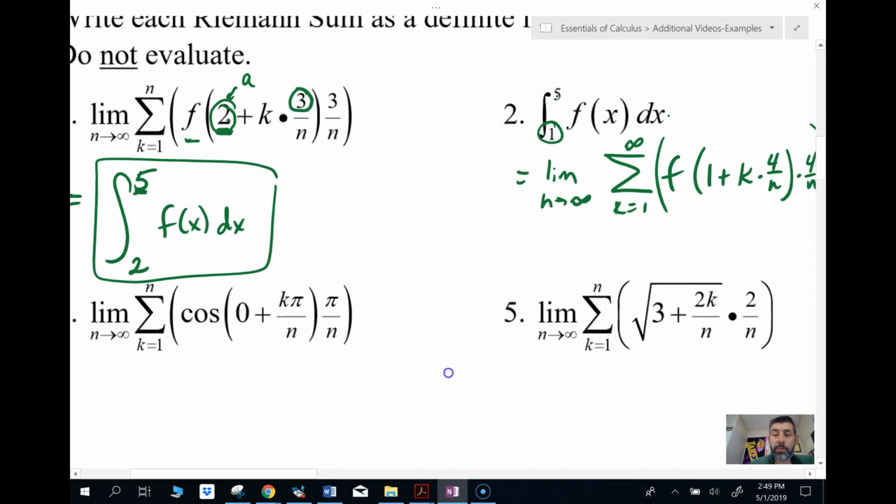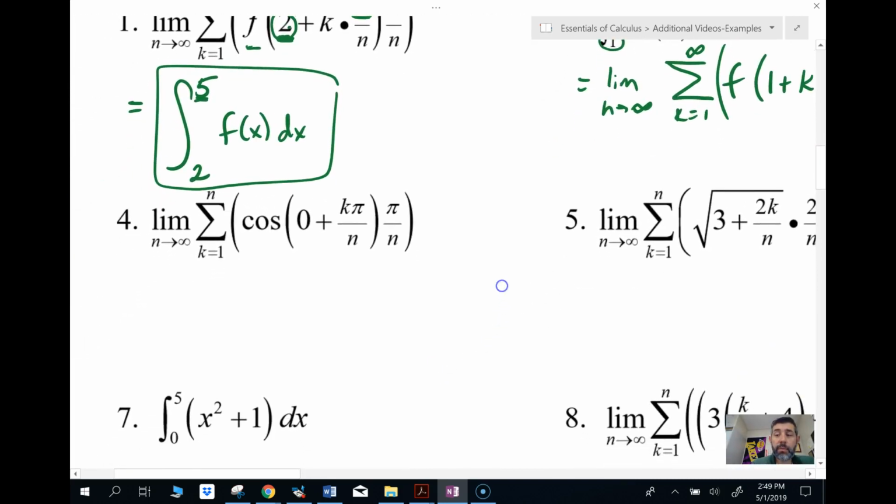Okay, I'm going to do two more examples here. So now we're going to go from one that actually has a function in it. What's that function? It's cosine. Integral, where do we start? Start at 0. Now this k is on the top. k pi over n, that's the same thing as k times pi over n.